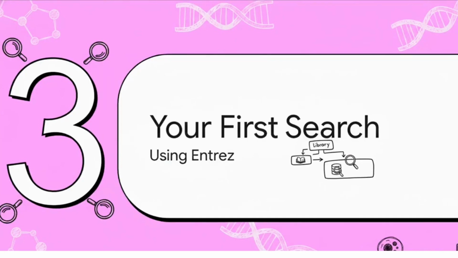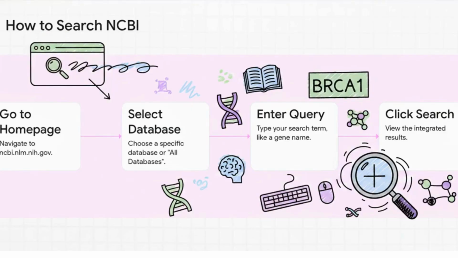All right, enough theory. We know what's in the library, but how do we actually find what we're looking for? Let's do this. I'm going to walk you through your very first search using NCBI's incredibly powerful search engine, which is called Entrez. Seriously, it could not be easier. First, just go to the NCBI homepage. You'll see a drop-down menu right at the top. You can pick a specific database if you want, like GenBank or PubMed, or you can just leave it on all databases to search everything. Then, just type in what you're looking for. Let's use the human BRCA1 gene as our example, and just hit search.